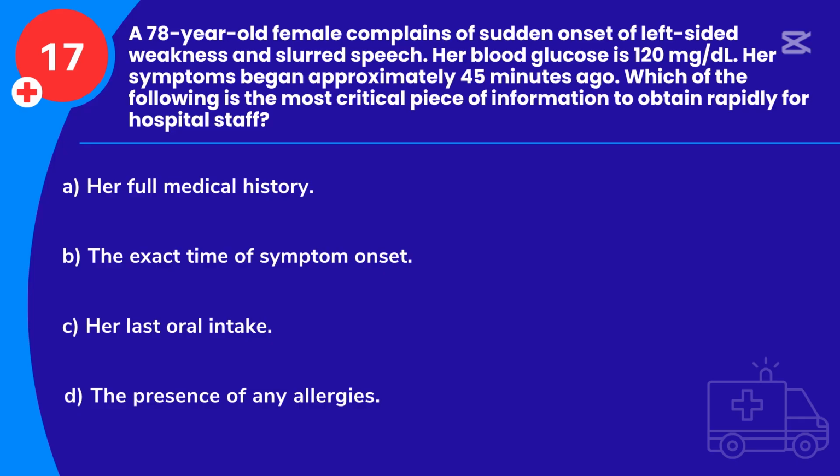Question 17. A 78-year-old female complains of sudden onset of left-sided weakness and slurred speech. Her blood glucose is 120 milligrams per deciliter. Her symptoms began approximately 45 minutes ago. Which of the following is the most critical piece of information to obtain rapidly for hospital staff? A. Her full medical history. B. The exact time of symptom onset. C. Her last oral intake. D. The presence of any allergies.